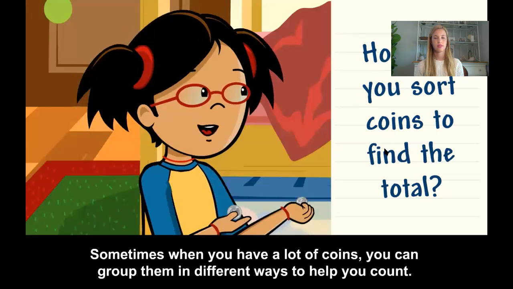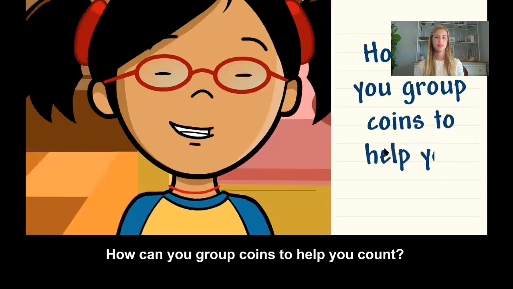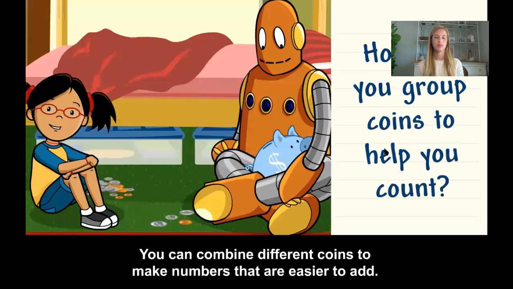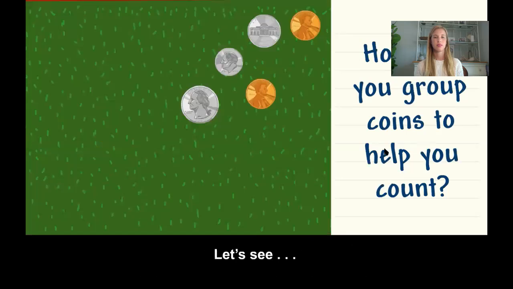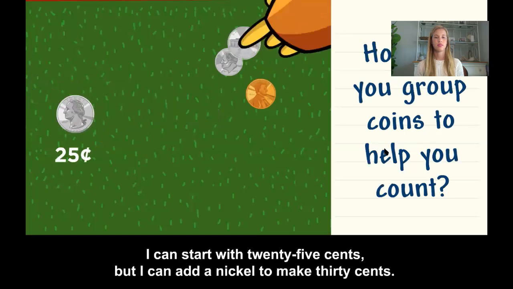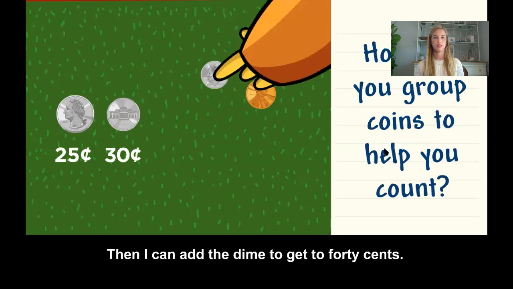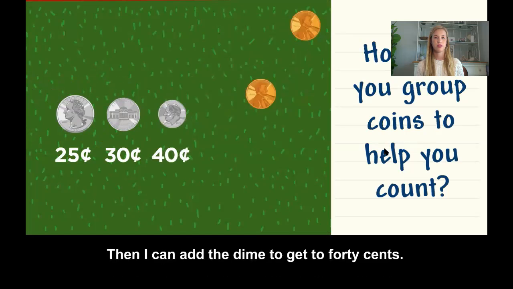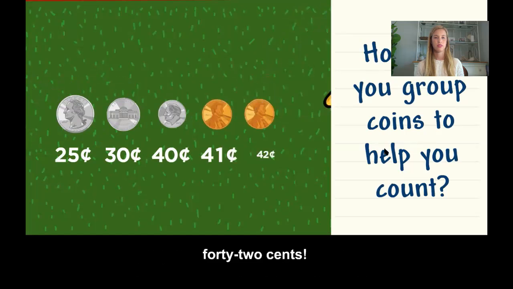Sometimes, when you have a lot of coins, you can group them in different ways to help you count. How can you group coins to help you count? You can combine different coins to make numbers that are easier to add. Let's see. I can start with 25 cents, but I can add a nickel to make 30 cents. 30 is an easy number to work with because it ends in 0. Then I can add the dime to get to 40 cents. Now I just count on the pennies to find the total. 41, 42 cents.